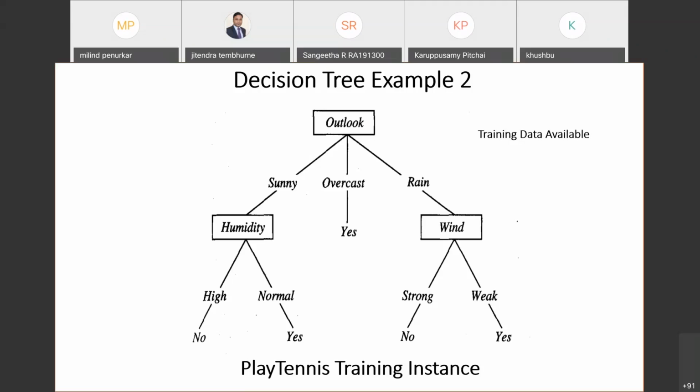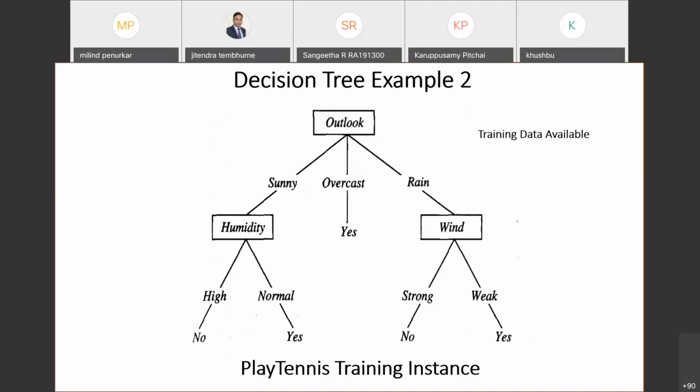But whether my Outlook is sunny, overcast or rainy: if it is sunny, then I'll go for humidity. If today's humidity is normal, then yes, there is a chance for playing. And if humidity is high, then there's no chance, so you probably won't be recommending or predicting tennis. But if Outlook is overcast, then we simply say that yes, all the training instances are positive. I'll come to what I mean by positive and negative. But in that case, it will be a yes.